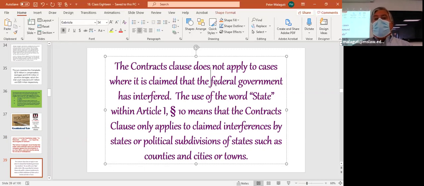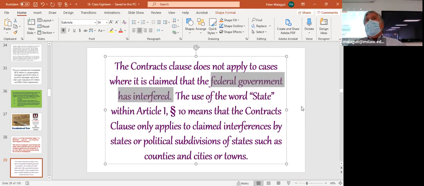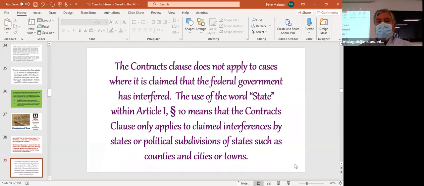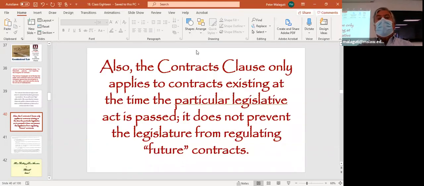The federal government has the right to impair contracts. The contracts clause, no state shall, does not apply to the federal government. It does not apply to Congress. It only applies to state legislatures, not the federal legislature, okay? So it's got to be a state or a political subdivision of a state, a municipality or a county.